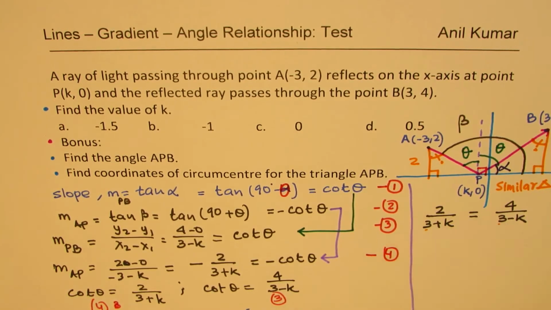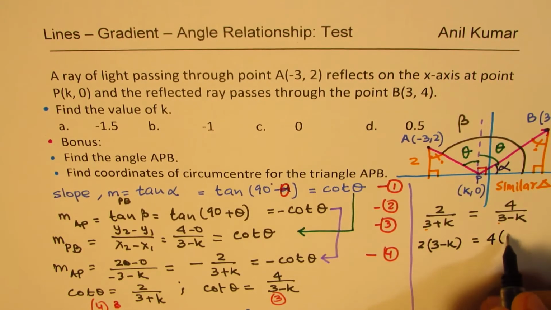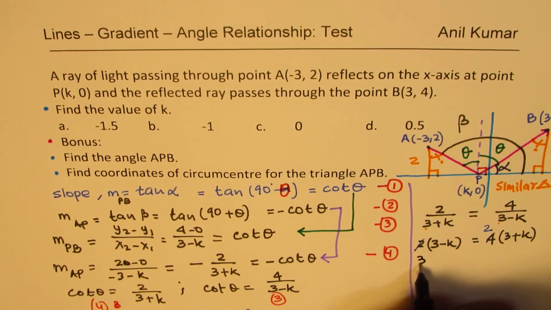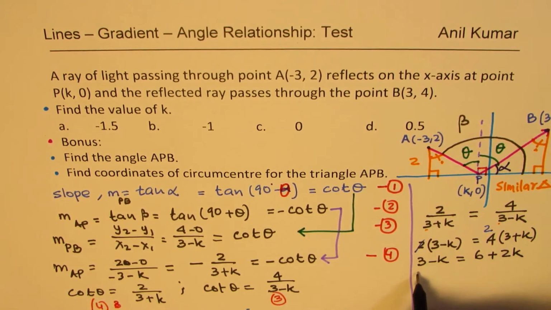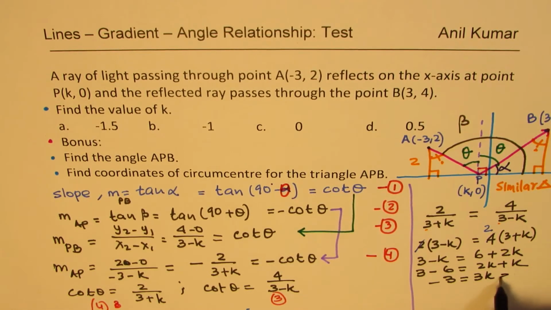So when you cross multiply, you can actually simplify also and then cross multiply. So we get 2 times (3 minus k) equals 4 times (3 plus k). Now we'll actually simplify. We'll take this away, make it 2. So we get 3 minus k equals 6 plus 2k. Now taking this on the right side, so we get 3 minus 6 equals 2k plus k, or we get minus 3 equals 3k, or we get from here k equals minus 1.